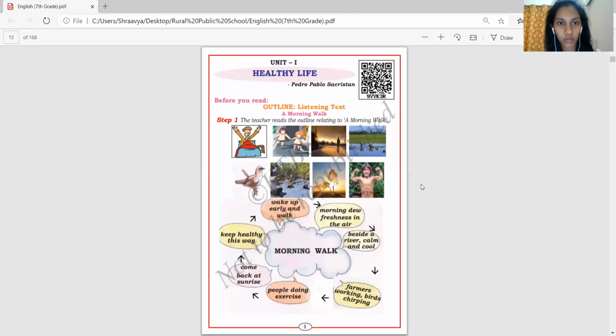So, let's go back to page 1. We can see 8 images. So, you can see in the first image, wake up early and walk, right? And then the second image, there's people going outside and walking. Morning dew, freshness in the air. So when you go outside and you see the environment, what do you see? You see morning dew. What does morning dew mean? It means the little droplets of water that you see on leaves and plants.